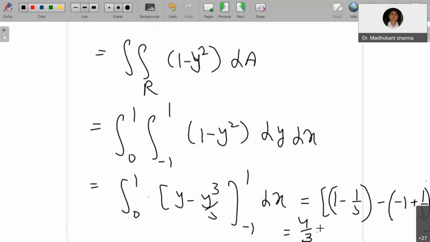Okay. So the outward flux of the vector field F across the orientable surface S is given. The value is 4 by 3. If you have any question, you can ask.